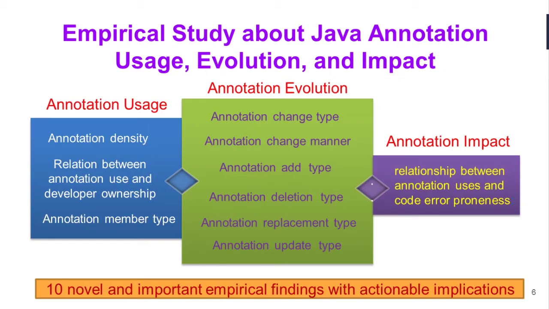To fill this research gap, we propose the first real large-scale empirical study about Java annotation usage, annotation evolution, and annotation impact. For annotation usage, we study annotation density, the relation between annotation use and developer ownership, and annotation member type. For annotation evolution, we study what the annotation change types and change manners are, and the details about different change types. For annotation impact, we study the relationship between annotation use and code error proneness. Our study generates 10 novel and important empirical findings with actionable implications.